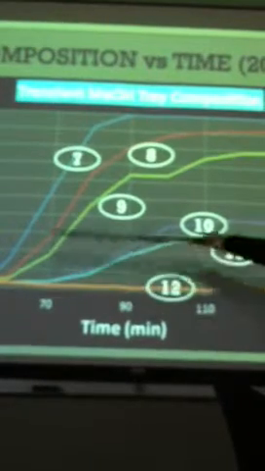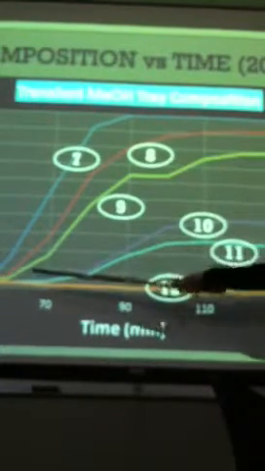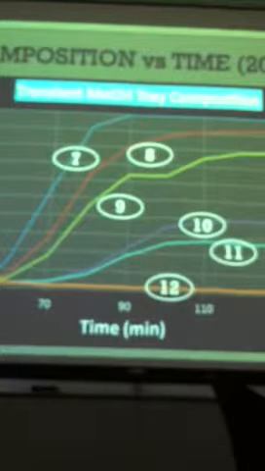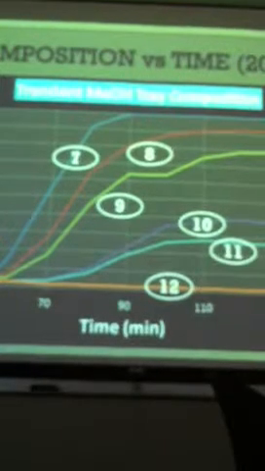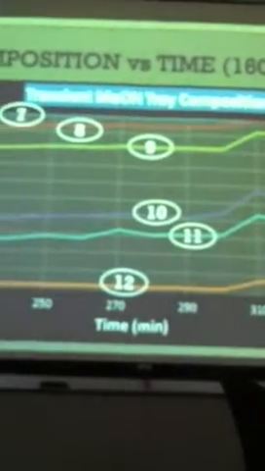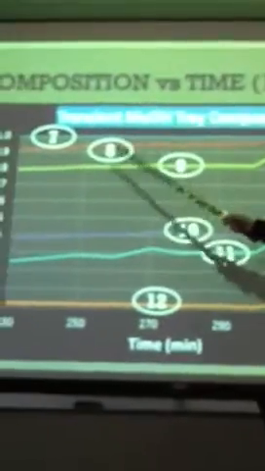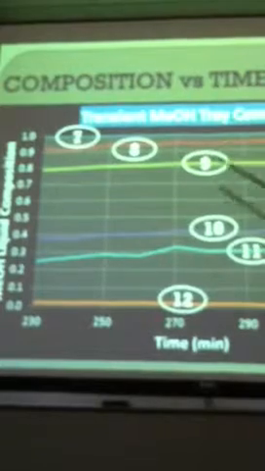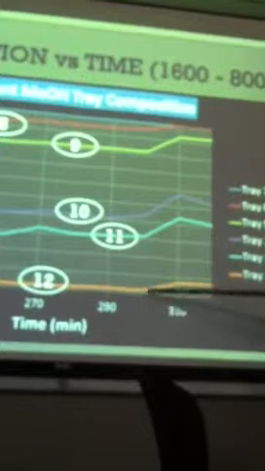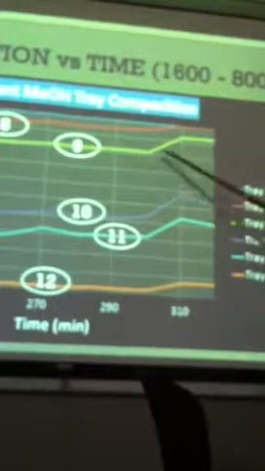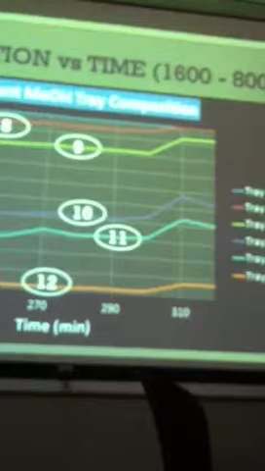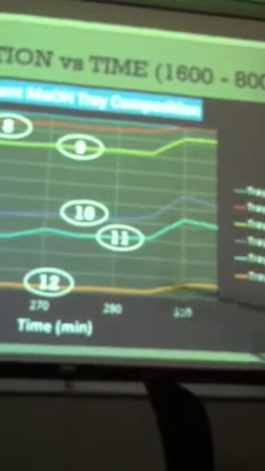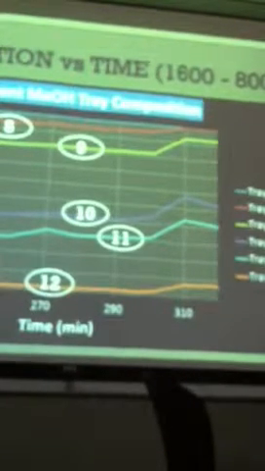You can also see that tray 7 changes much more than tray 12, sorry. This is the drop from 1600 to 800 watts. So tray 7 has already reached 100% mole composition. Tray 8's working its way there. And you can see this slope in tray 9 compared to the slope in tray 12. So tray 9, which is higher up in the column, is actually changing way more than tray 12, which is the composition at the bottom of the column.